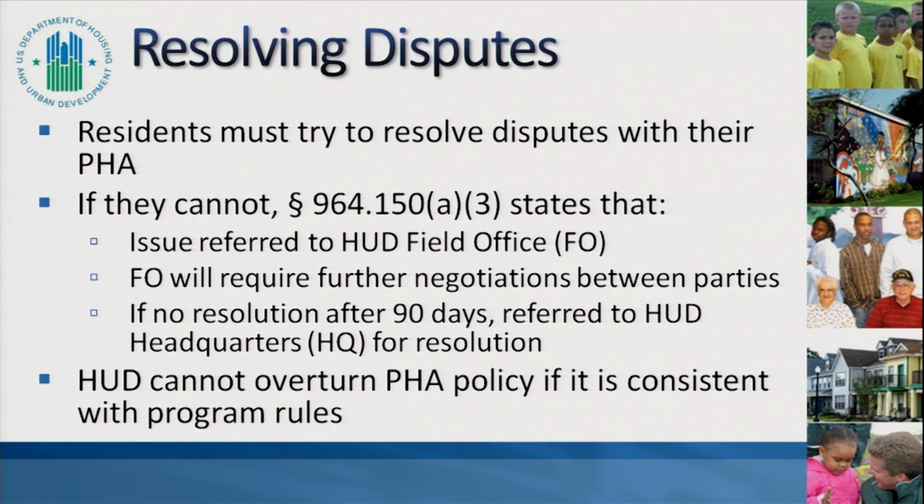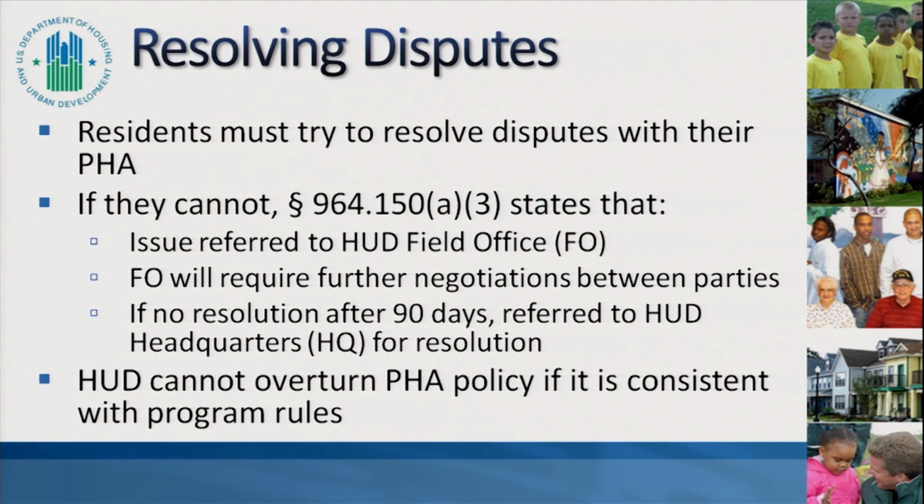The field office will investigate the matter and try to set up further negotiations between the PHA and the resident council. If the parties can't come to a resolution within 90 days, then the field office determines whether or not it needs to be referred over to headquarters for resolution. And we do hear these things coming to headquarters, and we do work with field offices and resident councils and PHAs locally to try to figure out solutions where there are long-term disputes.